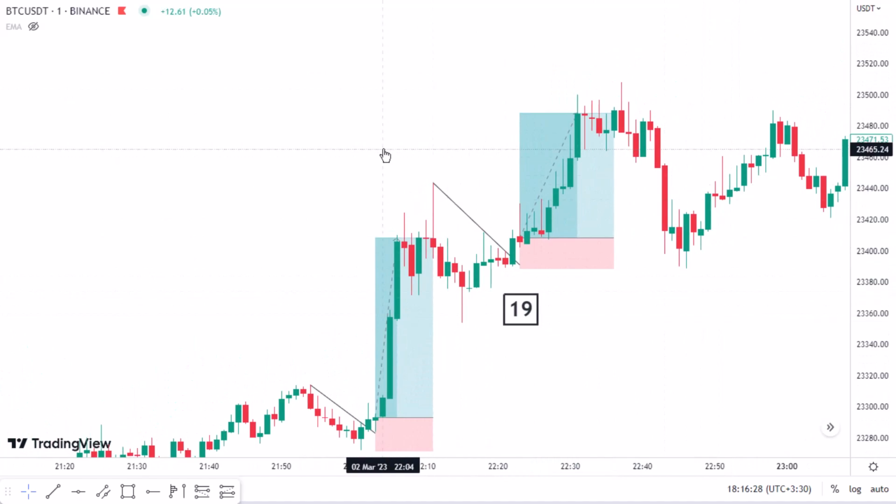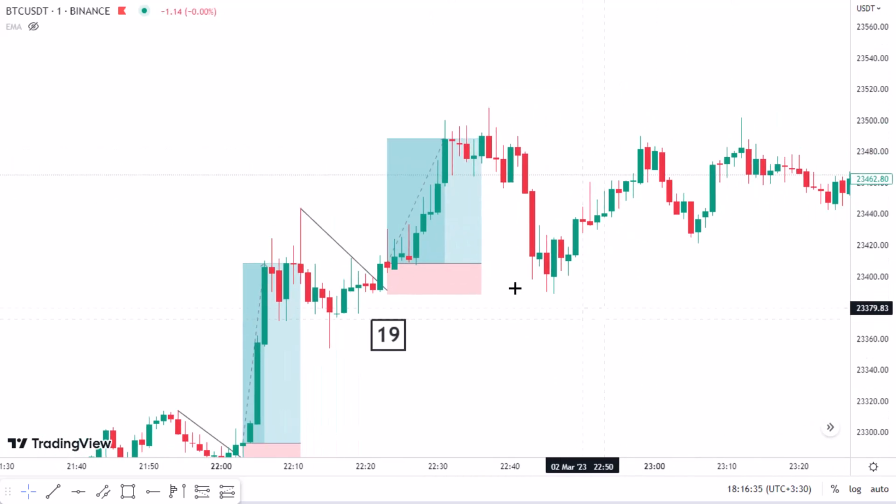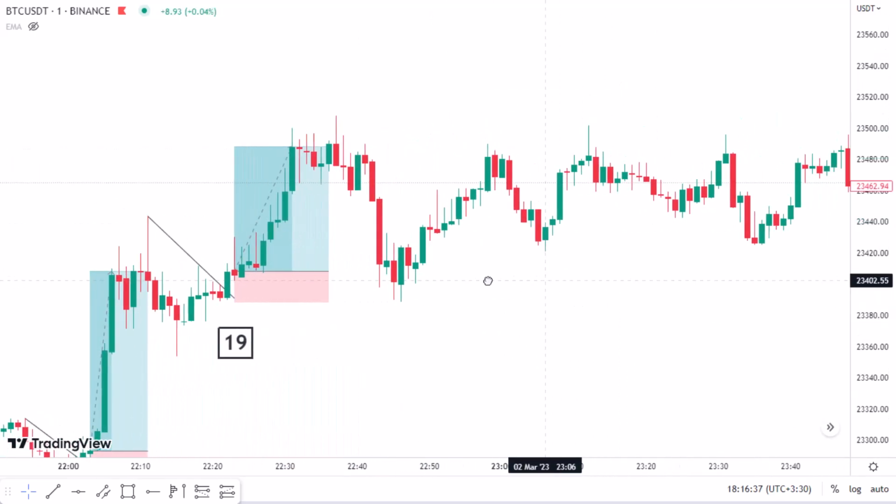On trade 19, we have a trend line with 3 touches. On the fourth time it breaks it here, we enter the buy position, put our stop loss somewhere safe, and it gives us a reward of 4.